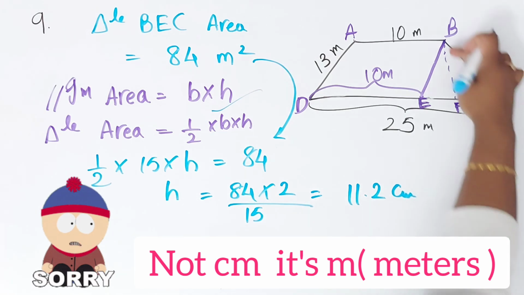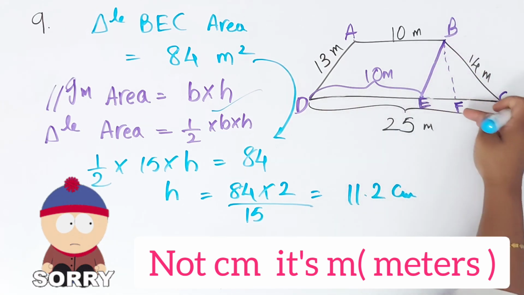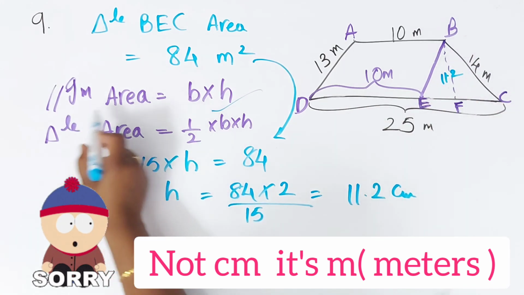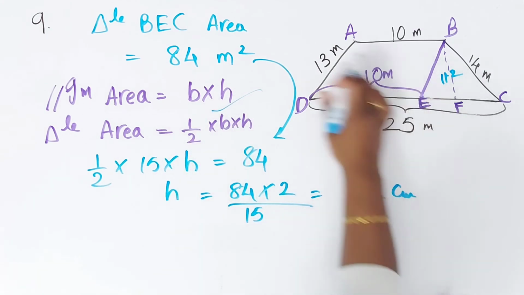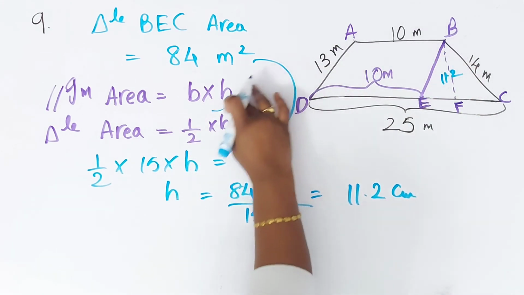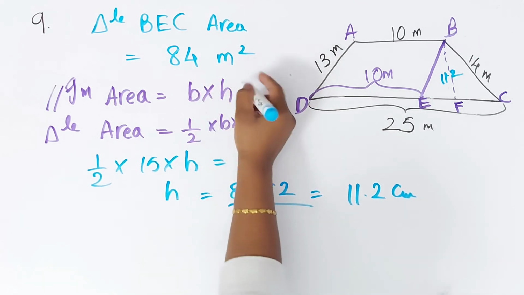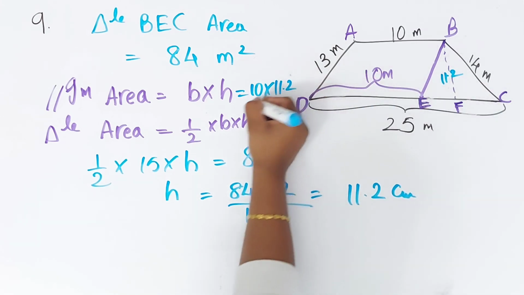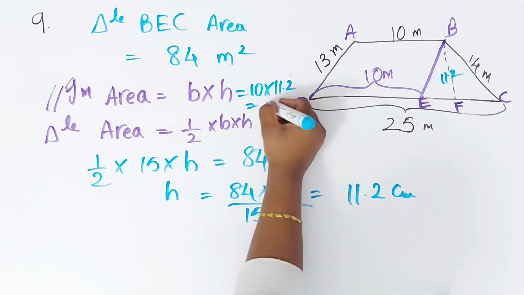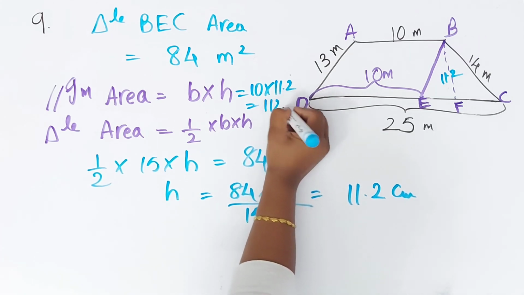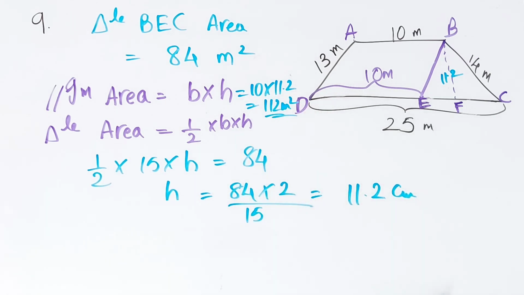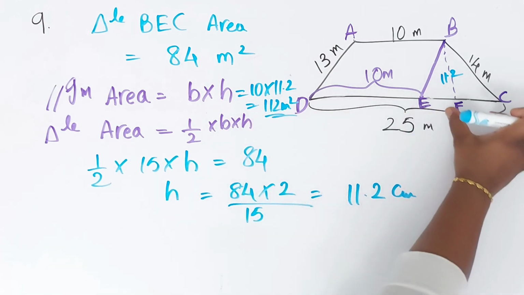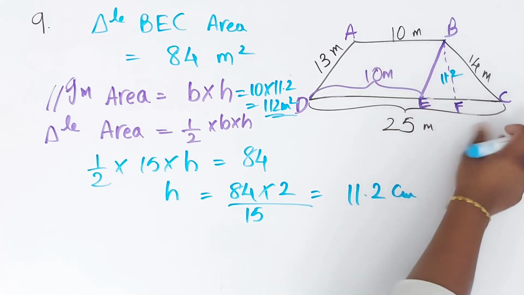Now we know the H value, this perpendicular height, that means the parallelogram height, that is 11.2 meters, children. So that we can apply the parallelogram area B into H formula and find out this ABDE area, children. So here B into H, that equals base here 10 meters and H equals 11.2. 10 into 11.2, children, that is 112 meters square, right? So this one is 112 meters square and the area of this triangle is 84 meters square, right children?